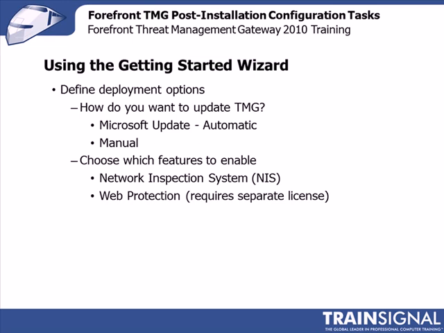Globalmantics, because they are short-staffed, is going to use the Microsoft Update automatic option. And they understand the potential risks, but also the rewards that come with that. We then have to choose which features we want to enable: the network inspection system and web protection, which will require a separate license, but we will use the trial license that Microsoft provides for Globalmantics for the purposes of this course. Now, let's move over to the Threat Management Gateway system and run this third and final piece of the Getting Started wizard.